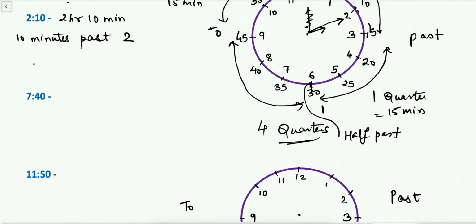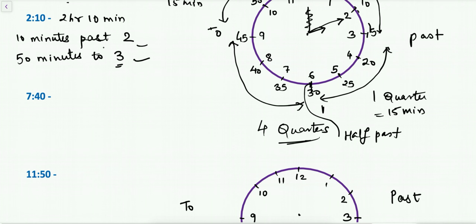So 10 minutes past 2, or we can say that 60 minus 10 is 50, so 50 minutes to 3. That is, to the next hour, which is 3. That is 50 minutes left for 3, or 10 minutes over for 2. This is how we read the time: 10 minutes past 2 and 50 minutes to, moving ahead to 3.